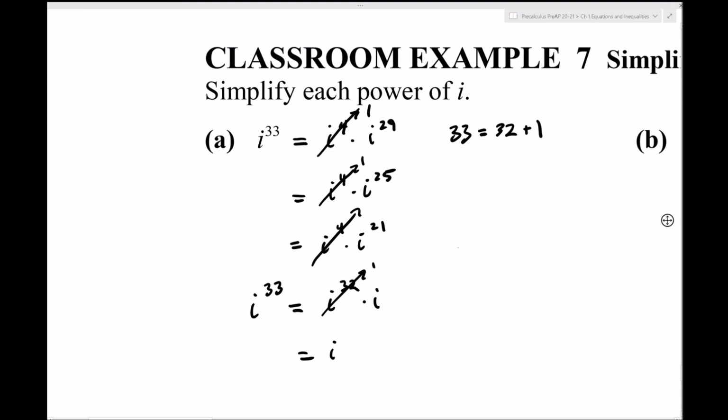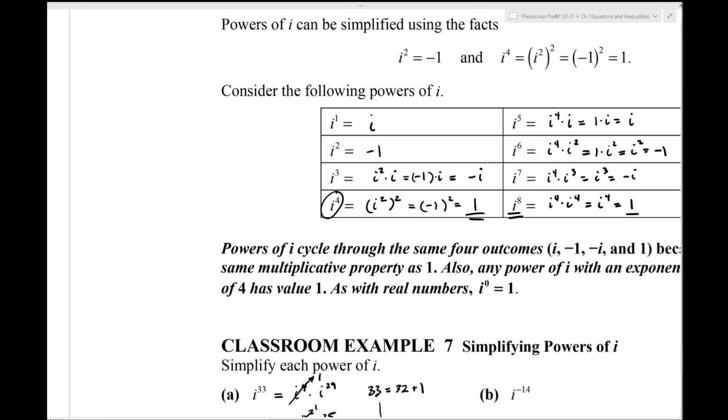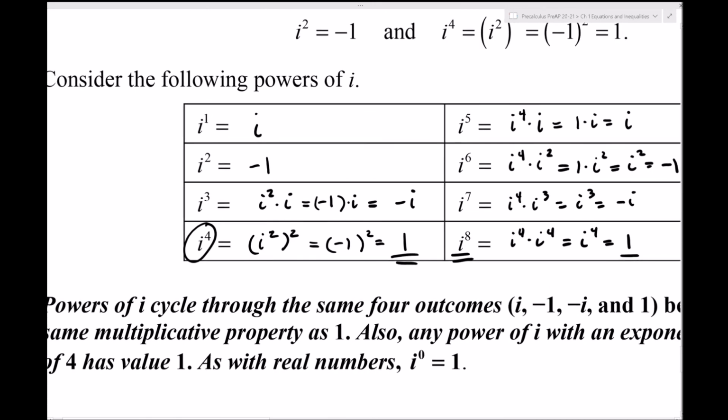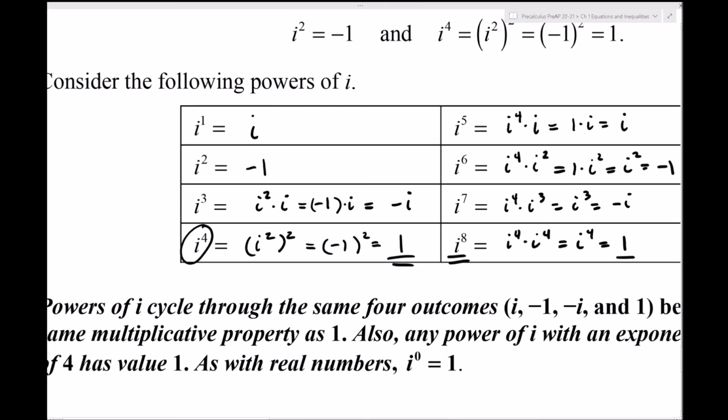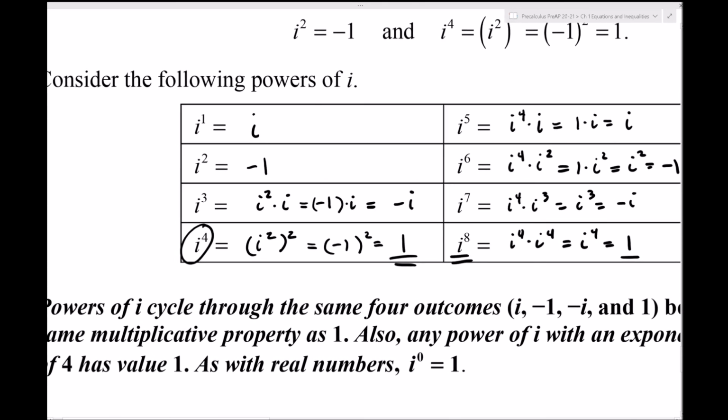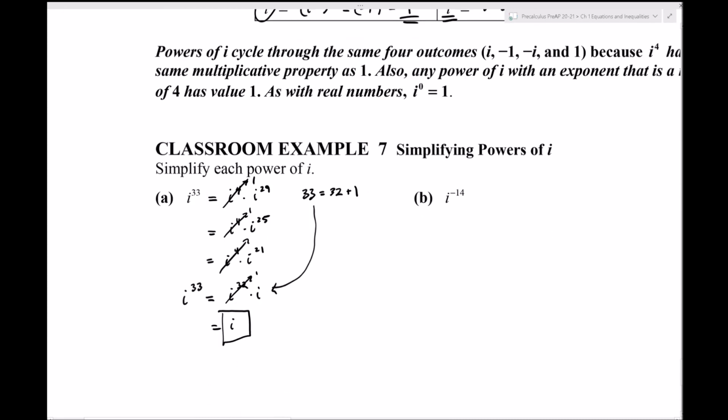So you can go straight here as a shortcut. Shave off the largest multiple of 4 you can, and it'll simplify it. So then the final answer is i. Once you end up with one of these first four powers, you're done. It's either i, -1, or 1, or -i, not in that order. And then we'll look at letter B, and we'll go ahead and stop.